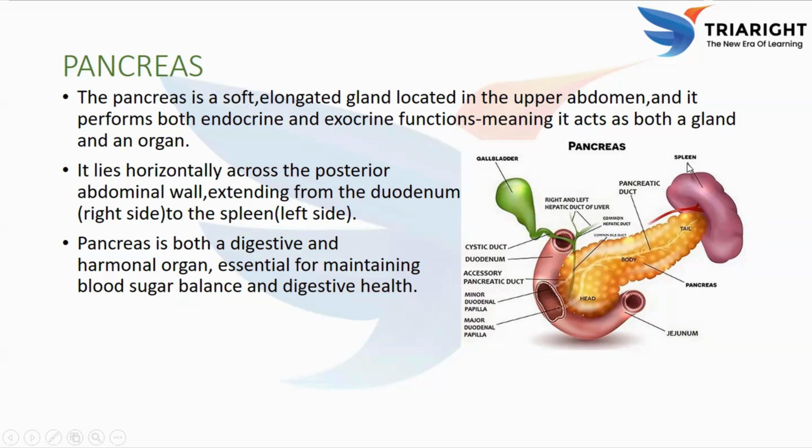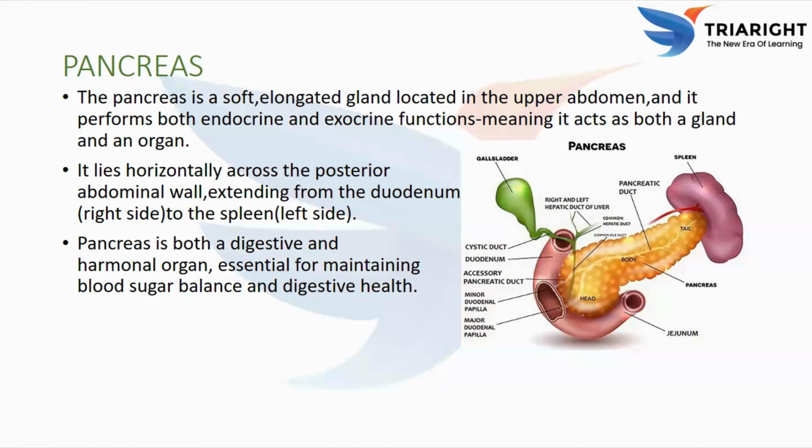And coming to the endocrine part, the hormonal function, this is made up of clusters of cells called the islets of Langerhans. So what types of cells are contained within the islets of Langerhans? Alpha cells, beta cells, delta cells and PP cells.